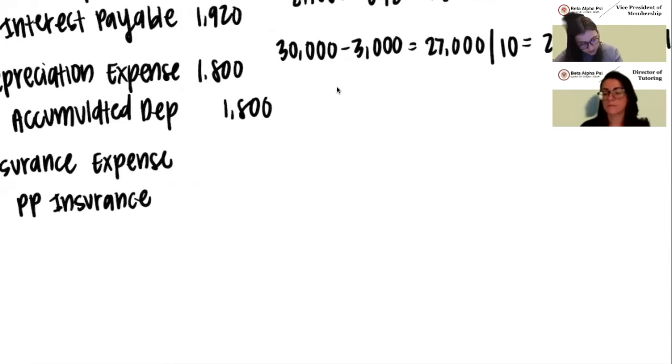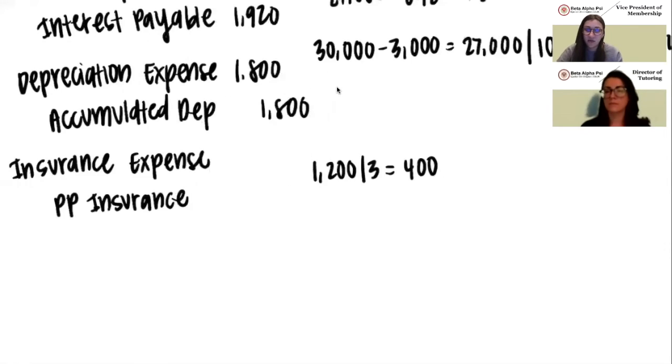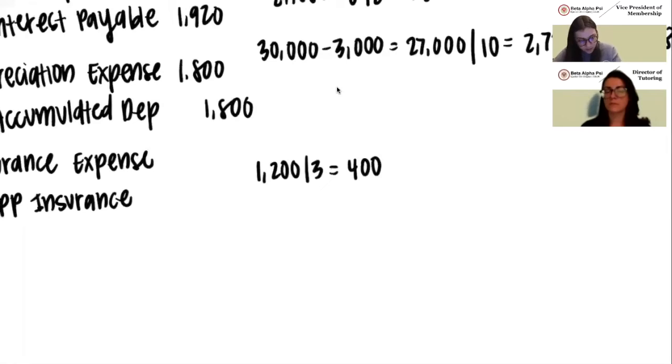So if they bought an insurance policy for $1,200 for 3 years, let's divide that number by 3 to figure out how much they should be expensing every year. It's going to be $400, but they bought it on July 1st. They've only used 6 months of it. And so we're going to multiply this by 6 out of 12. And so this adjusting journal entry will only be for $200.